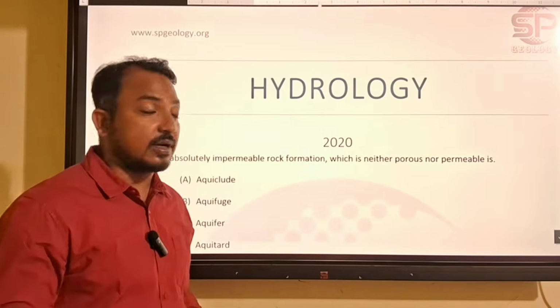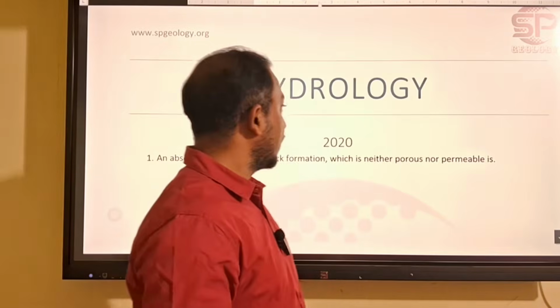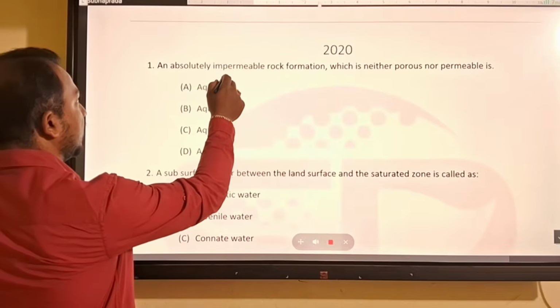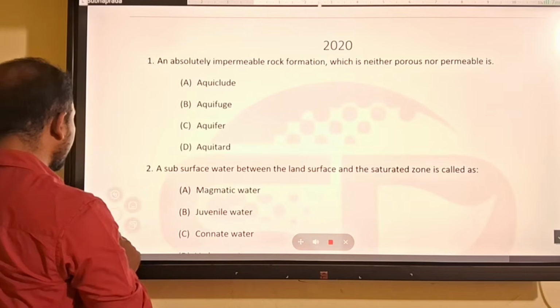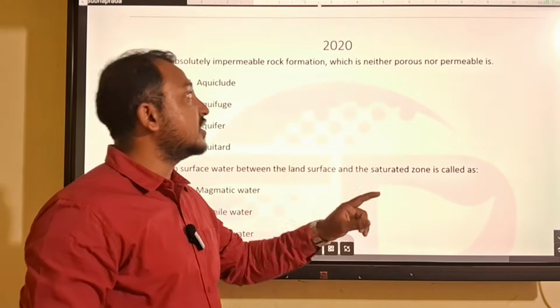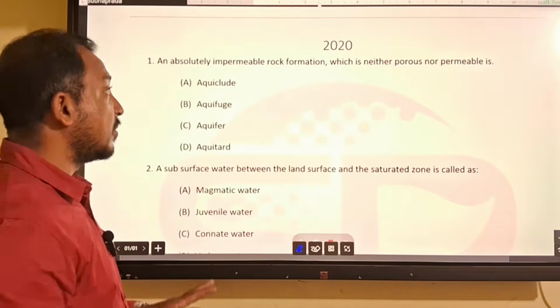Today we'll discuss the hydrology questions of the CUET exam. We'll start from 2020. Our first question is about an absolutely impermeable rock formation which is neither porous nor permeable.